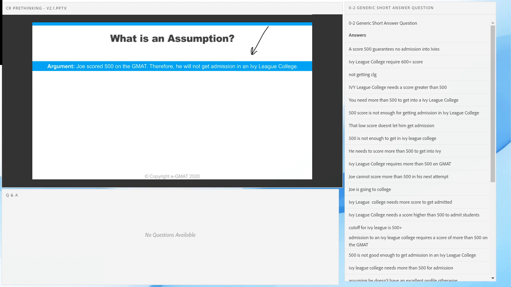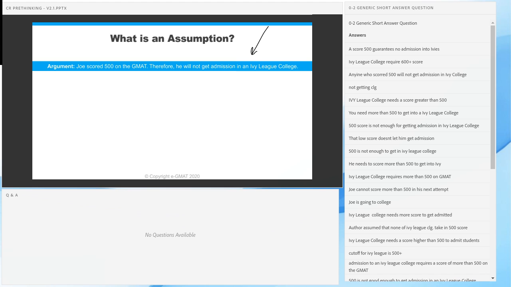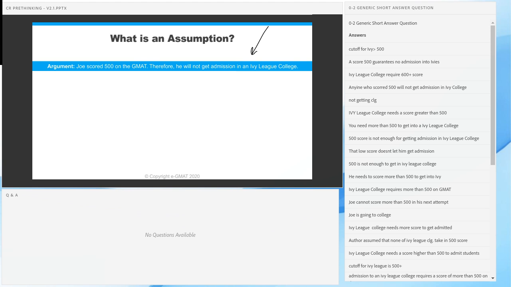You need more than 500 to get into Ivy League. The low score doesn't let him get admission. Ivy League require more than 500. Joe cannot score more than 500 in his next attempt. Okay, 500 is not enough for admission. None of the Ivy Leagues take in students with a 500 score.